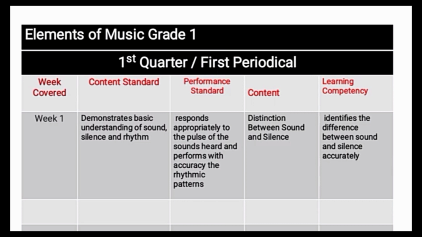The elements of music, Grade 1. The grade level is Grade 1. This is only the first quarter, first period, and the week covered is Week 1. Content standard: demonstrates basic understanding of sound, silence, and rhythm. Performance standard: responds appropriately to the pulse of the sounds heard and performs with accuracy the rhythmic patterns. The content is the distinction between sound and silence. The learning competency: identifies the difference between sound and silence accurately.